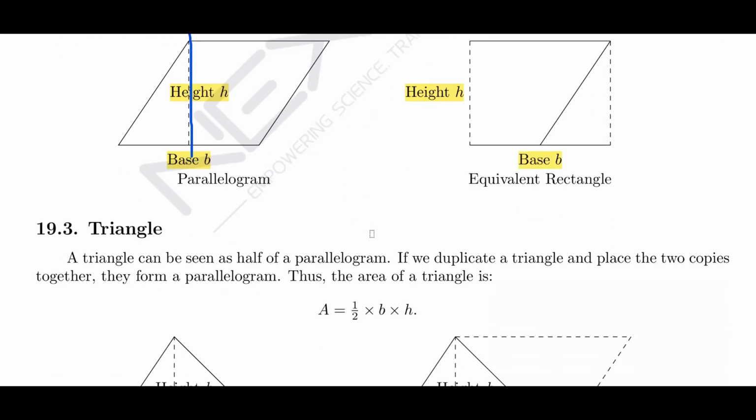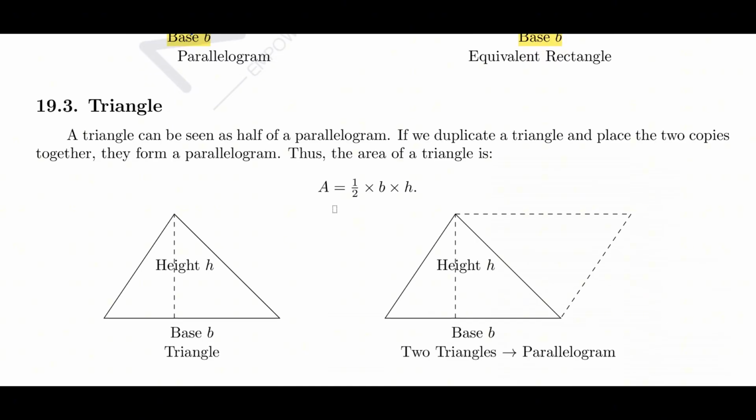Next up, the triangle. How can we find the area of a triangle? Well, look at the two pictures. On the left, you have a single triangle. Now, imagine we take an identical copy of that triangle and we rotate it. When we put the two triangles together, what shape do we get? A parallelogram. You can see it on the right.